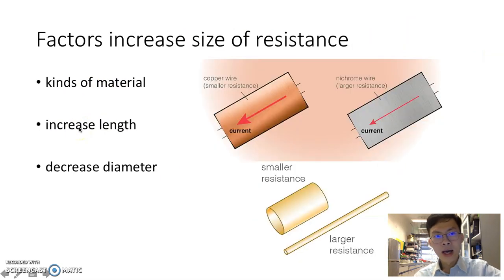Okay. And then there are also some factors that will affect the size of resistance. For example, the kind of material: as I just mentioned, different kinds of electrical conductors will have different values of resistance. And if the length is greater, then the resistance will be greater. And if the diameter of the material is smaller, for example in this picture, the resistance will be greater and the current will become smaller.